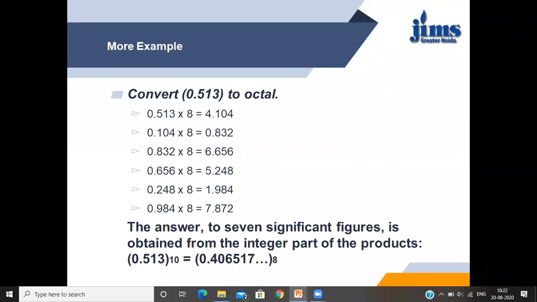Now, the answer to 7 significant figures is obtained from the integer parts of the products, like 0.513 base 10 is equal to 0.406517, and we have put dots after it because the fraction is not 0 here. When the fraction is 0, we need not put the successive dots.